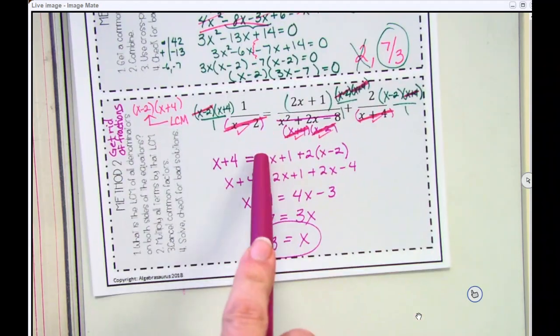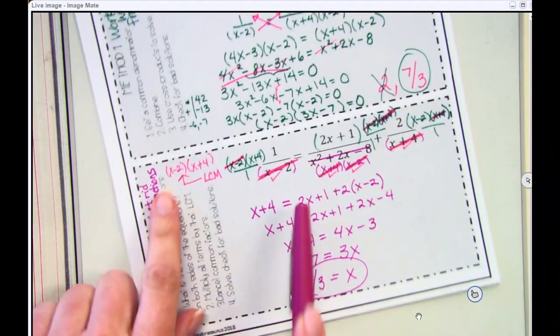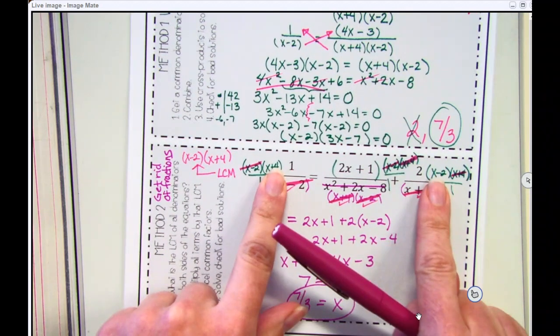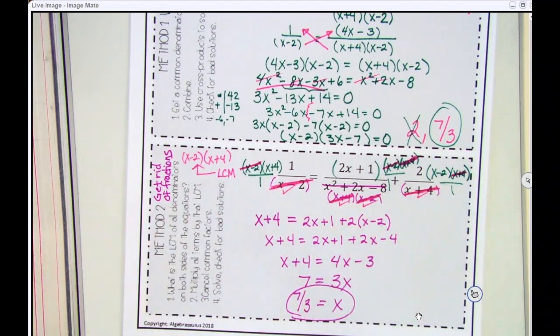So what is the secret to get rid of fractions? Find your least common multiple, multiply every term across your equation, cancel and solve. Let's see where you go.